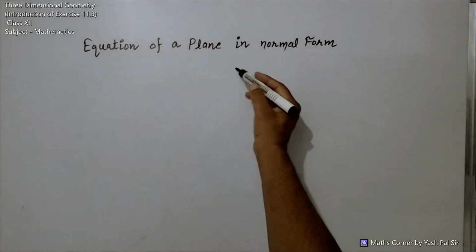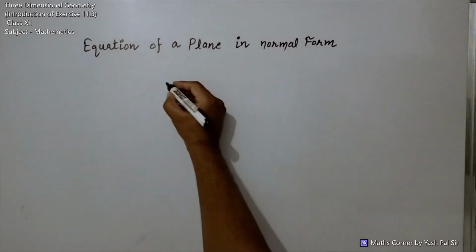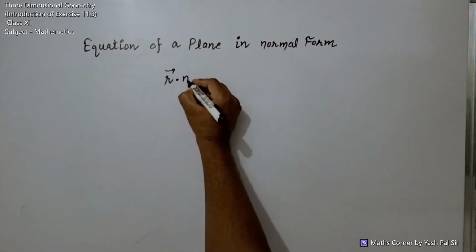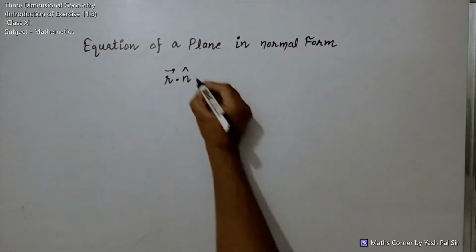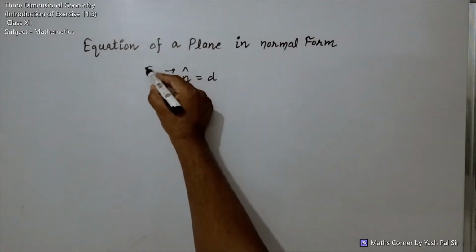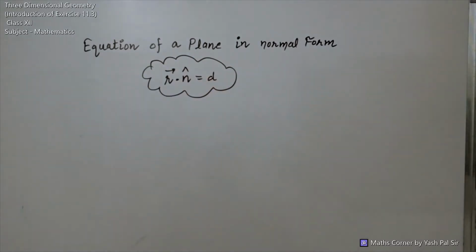Equation of a plane in normal form. My dear students, today we shall discuss the plane. So first of all, what is the equation of a plane? Vector r dot unit vector n is equal to d. This is the equation of the plane in vector form, right?